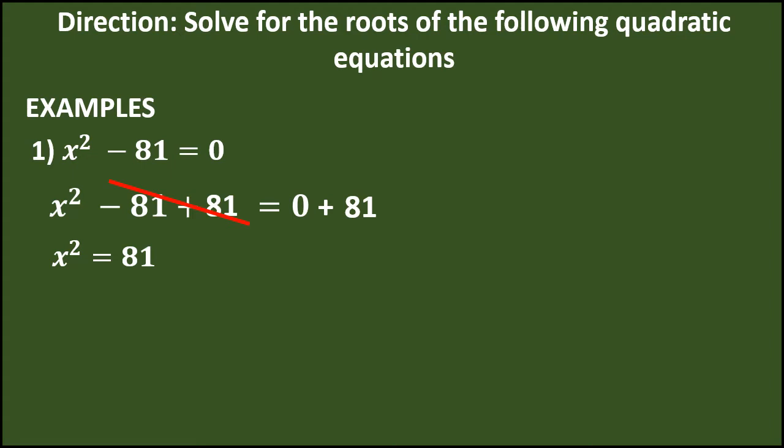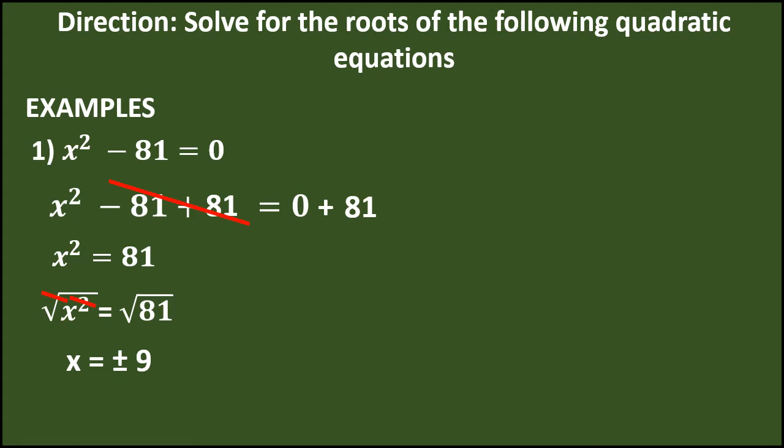Using the square root property, we're going to take the square root of both the left side and the right side of the equation. So we have the square root of x squared equals the square root of 81. We can now cancel the 2 and the radical sign. It will become x is equal to positive and negative 9. The square root of 81 is positive and negative 9.